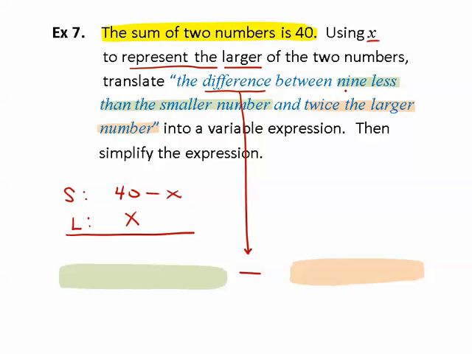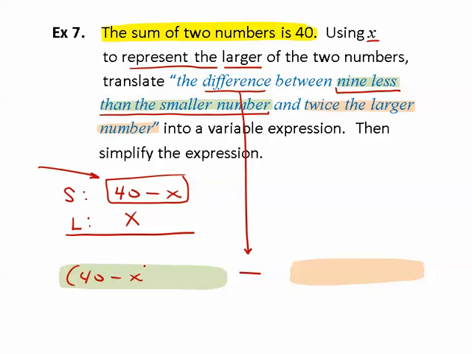So in the green area over here, let's go ahead and see if we can translate 9 less than the smaller number. Well, the smaller number is here. It's 40 minus x. So how do you say 9 less than that? 9 less than 40 minus x. Remember, we're reading the number 9 first, so it has to come last in this little green region down here. So 9 less than 40 minus x is going to be 40 minus x minus 9. Now in the orange area, it says it's the difference between that and twice the larger number. Well, twice the larger number is 2x. Twice the larger number is x, so twice that is 2x.